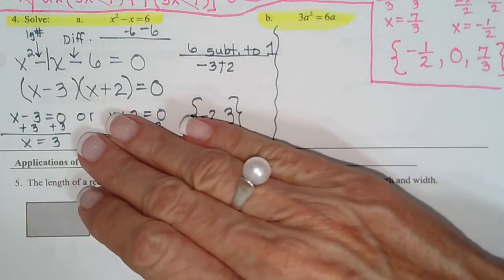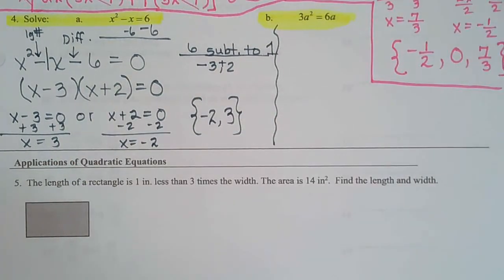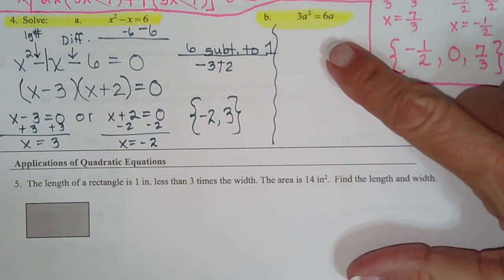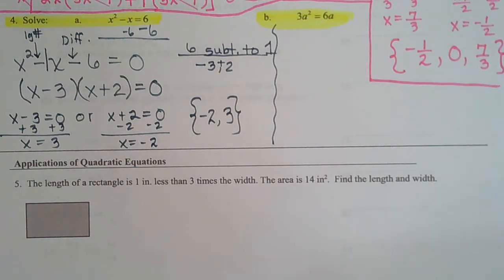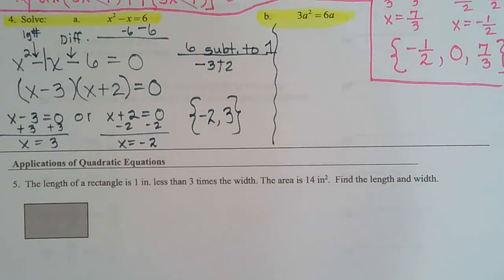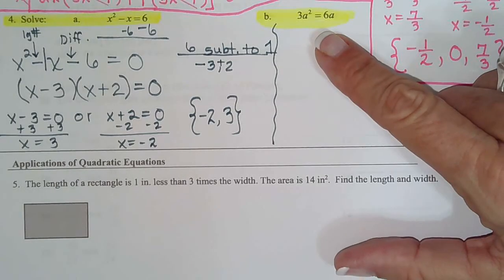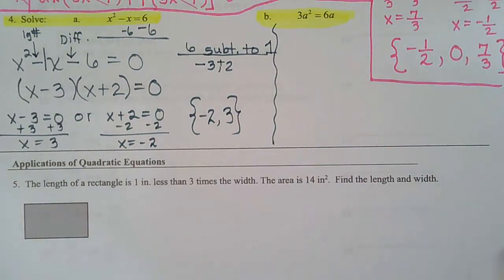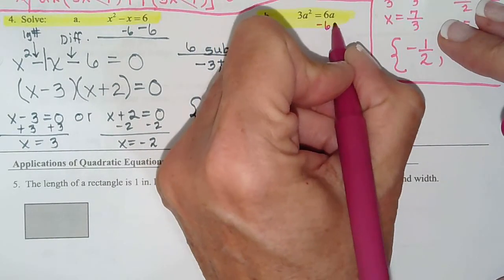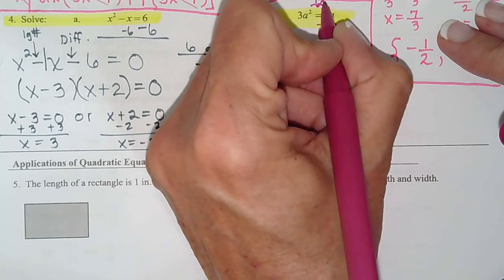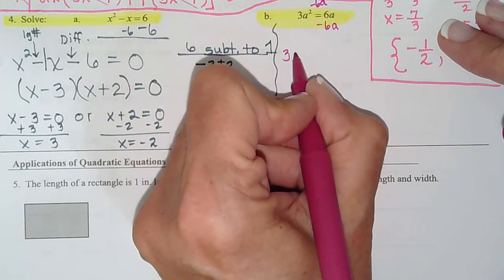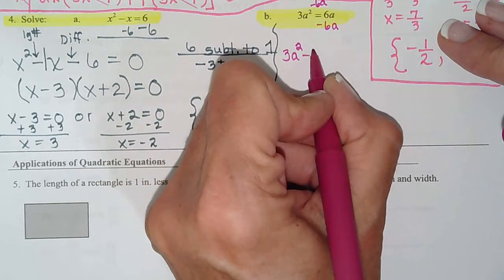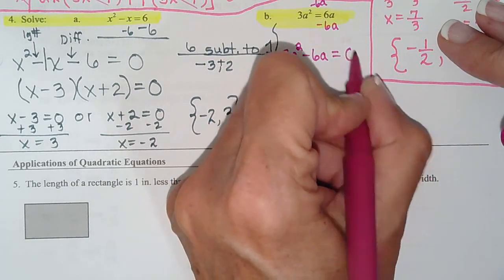So they go from going straight to the answer to using the AC method. And then this one you're going to see is going to be a GCF, our very first kind of factoring we learned. So first thing I do is I go, oh, this isn't set equal to 0, so I have to set it equal to 0. They're not like terms, so I can't combine them. So this turns into 3a squared minus 6a equals 0.